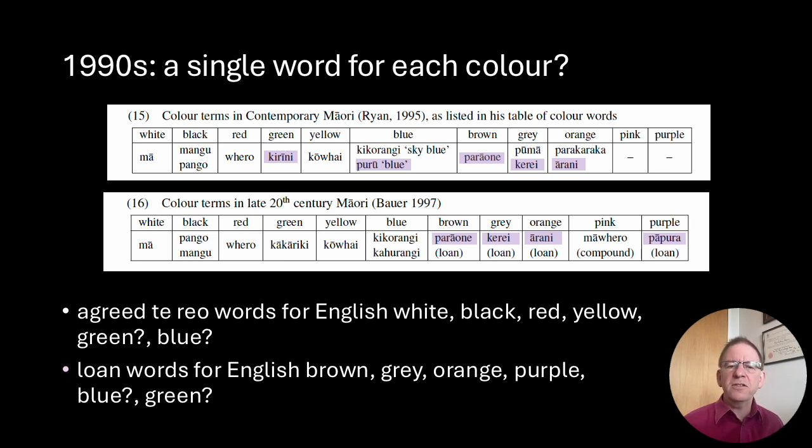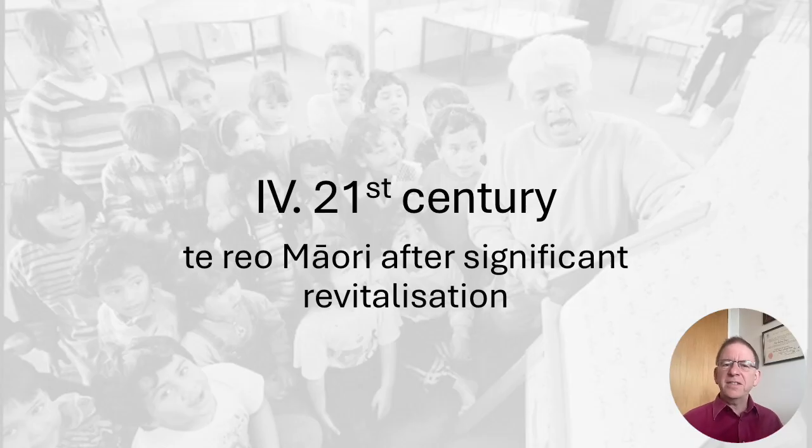Pink still sticks out as being an English colour category for which there is no Māori word, still sitting there as white-red, mawhero. Today, the situation for Māori is better. There has been significant revitalisation of the language. There are Māori language preschools, kōhanga reo, and Māori is taught in all New Zealand primary schools.